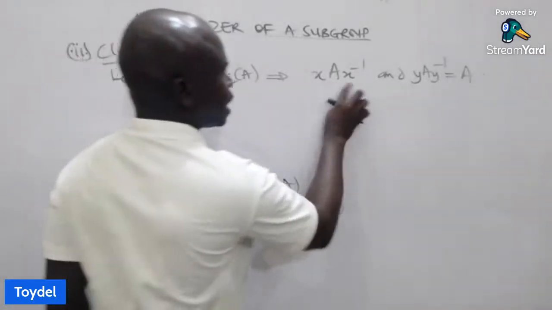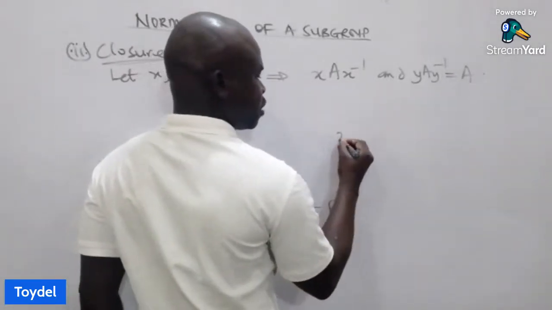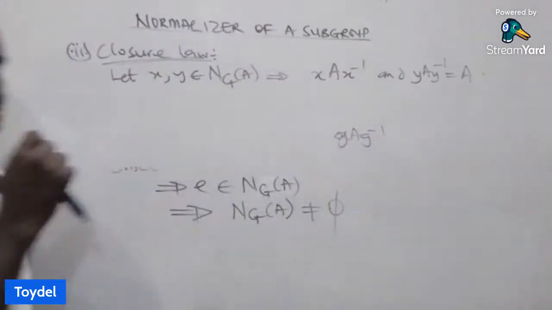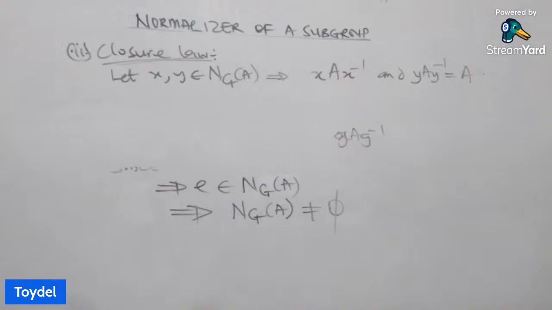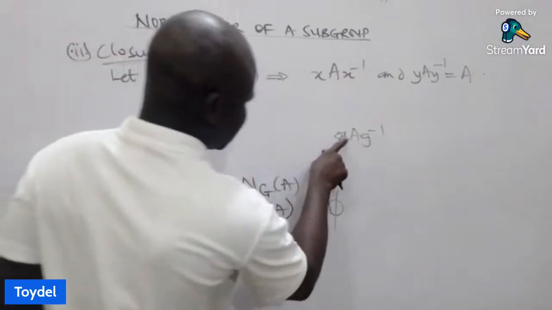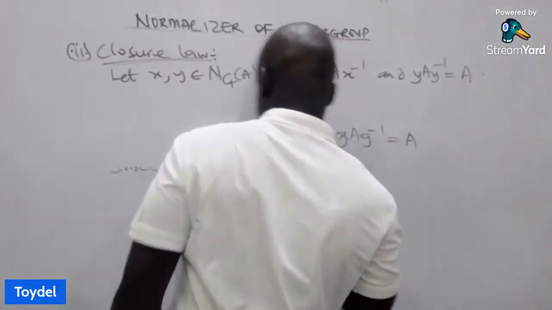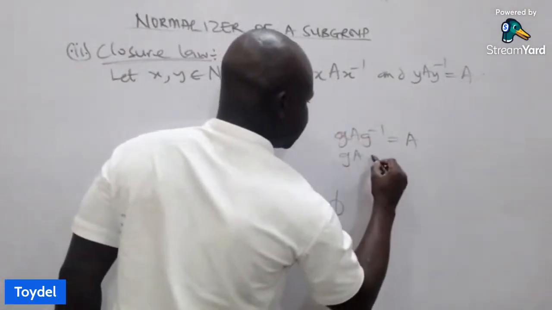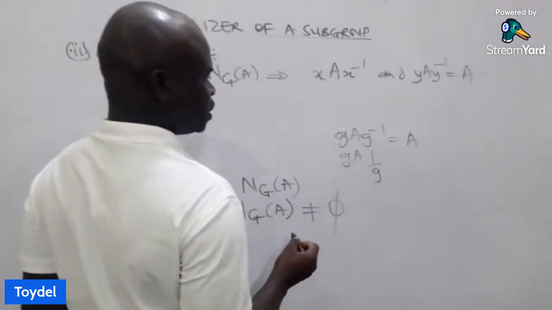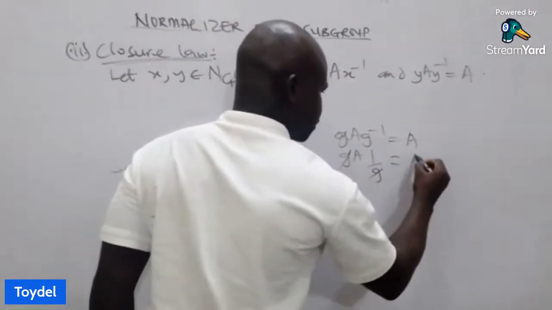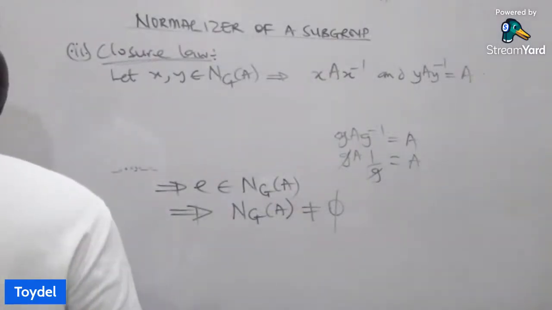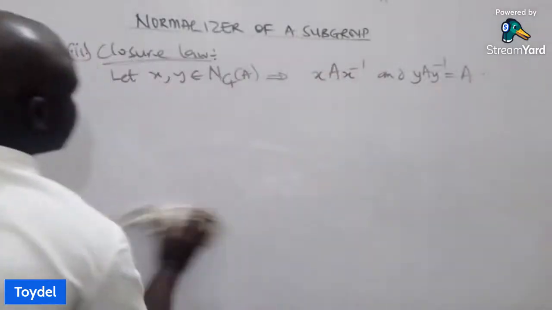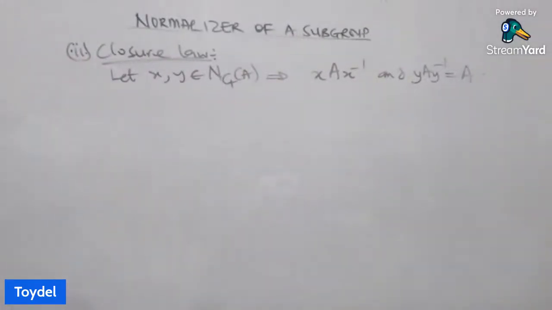This is the normalizer, of course, from the definition. We are able to see that g A g inverse will give us A. That is the idea behind it, and of course, it's logical. If g inverse simply means 1 over g, then this can take care of this, and we will be left with A. So if we want to show the closure property, we can have that assertion that we have on the board.